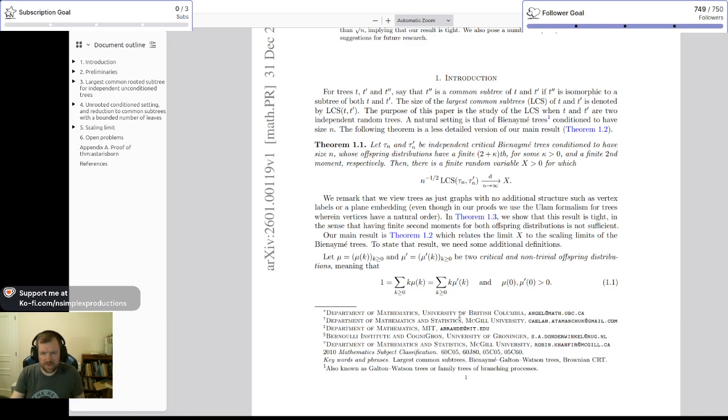Department of Mathematics, University of British Columbia. Okay, just where they're all from. Bernoulli Institute, nice. Groningen. And McGill, British Columbia. MIT, nice.